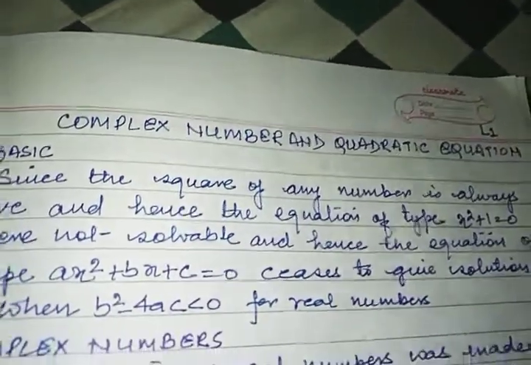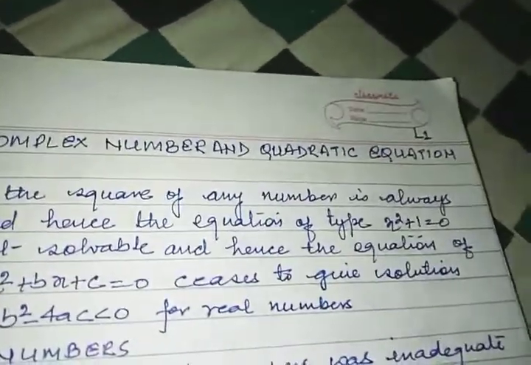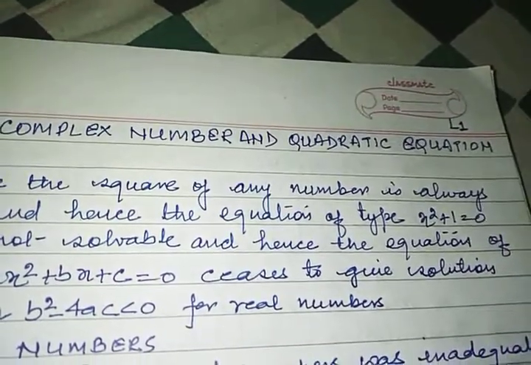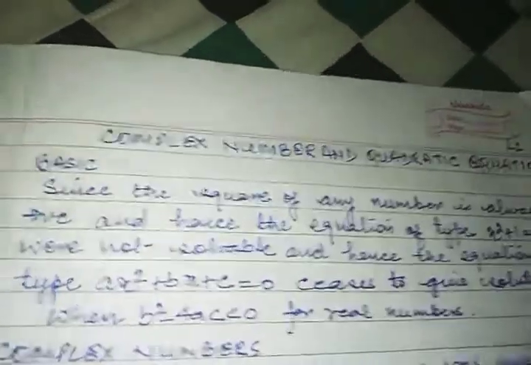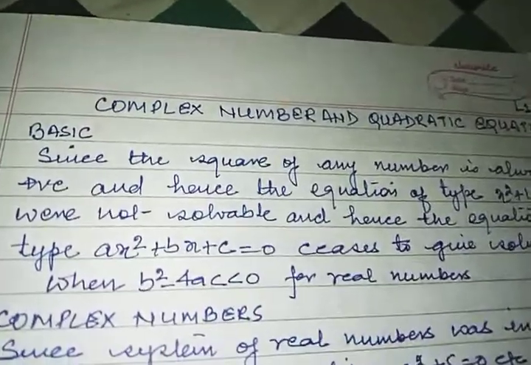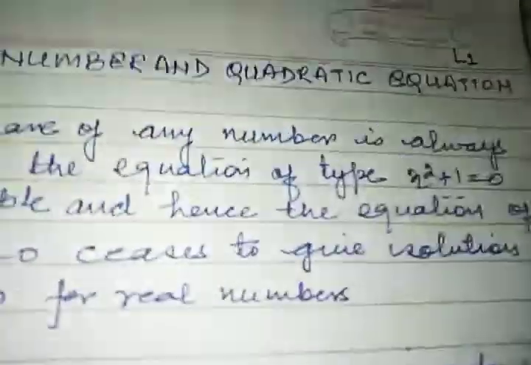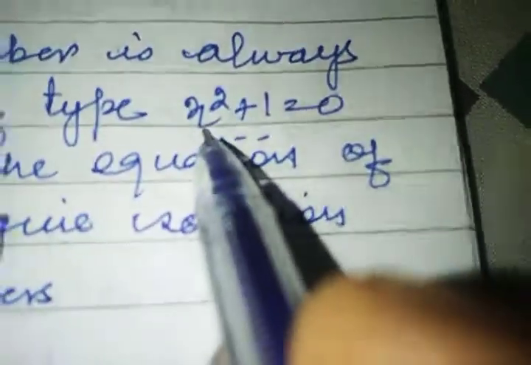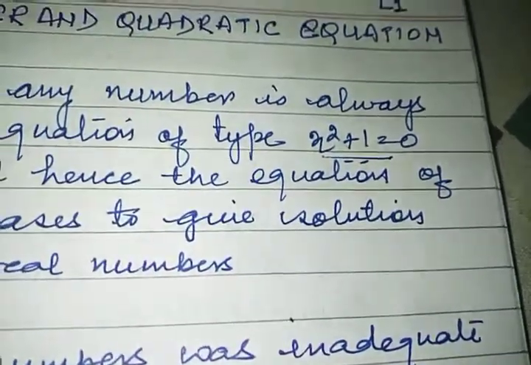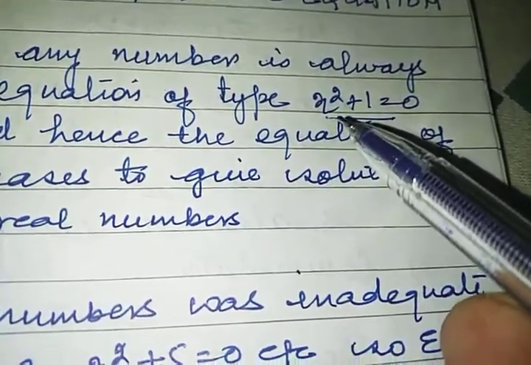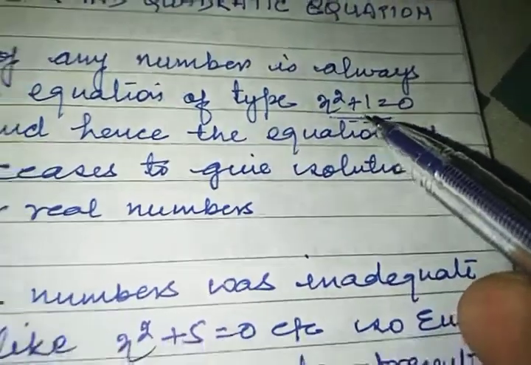Okay, good afternoon, children. So today we start the next chapter, that is complex numbers and quadratic equations. Now, in earlier times, it was problematic to find the solution of an equation of this type. See, x square plus 1 is equal to 0. People were unable to find the solution of this equation.